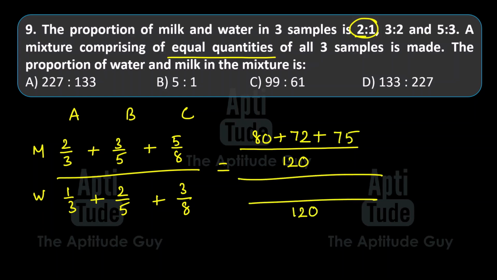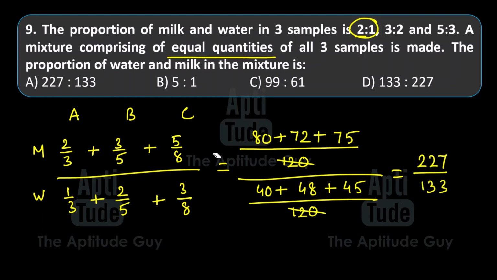Same LCM again. 120 by 3 is 40. 40 into 1 is 40. Plus 120 by 5 is 24. 24 into 2 is 48. Plus 120 by 8 is 15. 15 threes are 45. This one gone. This is equal to, what do we have here? 80 plus 72 is 152. 152 plus 75 is 227. Divided by 40 plus 48 is 88. 88 plus 45 is 133.